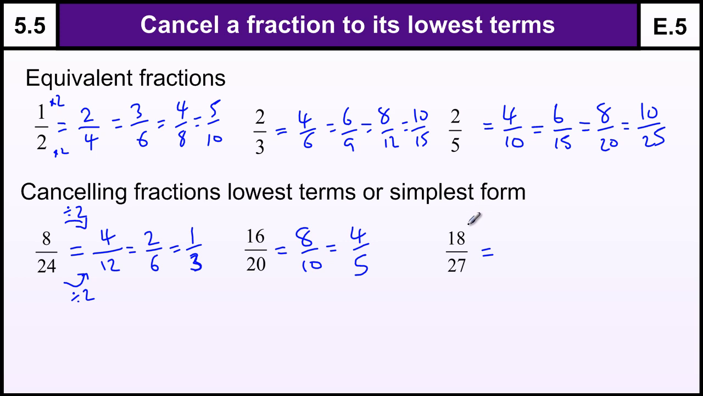What number goes into 18 and 27? Well, the first number I can think of is 3. 3 goes into 18 6 times, and 3 goes into 27 9 times. Now, can that go any further? Well, 2 certainly doesn't go into 9. Let's try 3 again. Does 3 go into 6? Yeah, it goes twice, and 9 goes 3 times. So that takes me down to 2/3, which would have been one of the next ones in this list here. So that's how you cancel fractions down, finding a number that goes into both the top and the bottom.